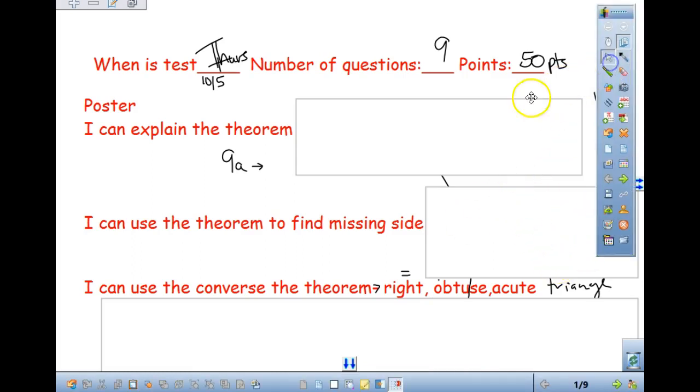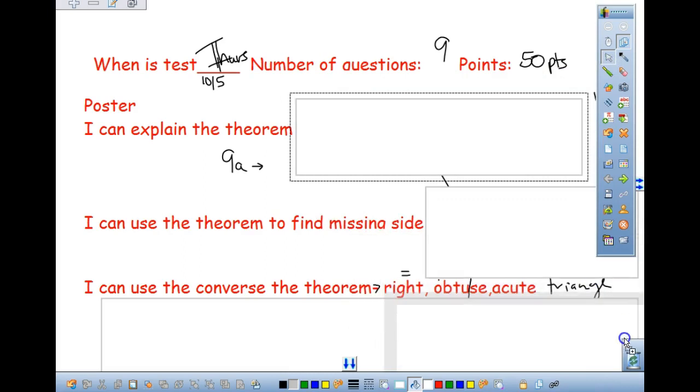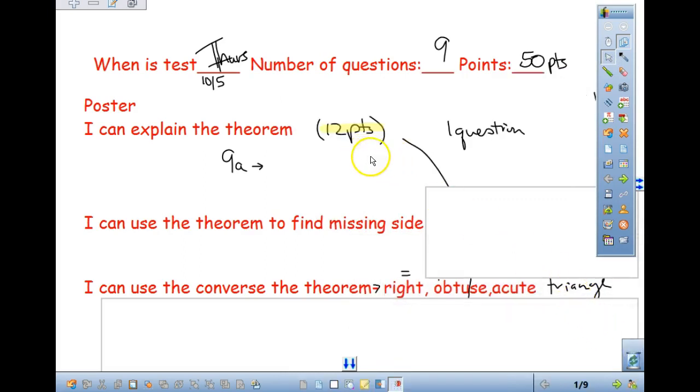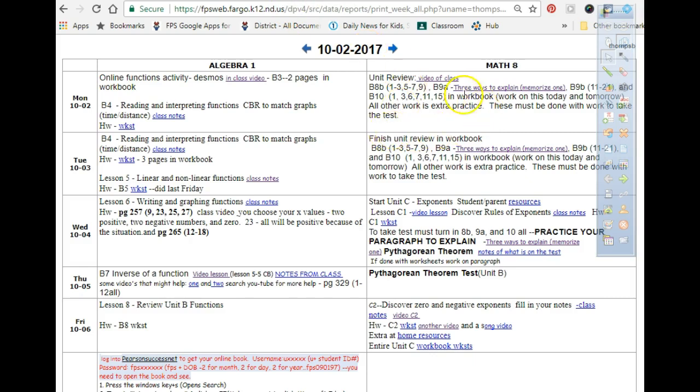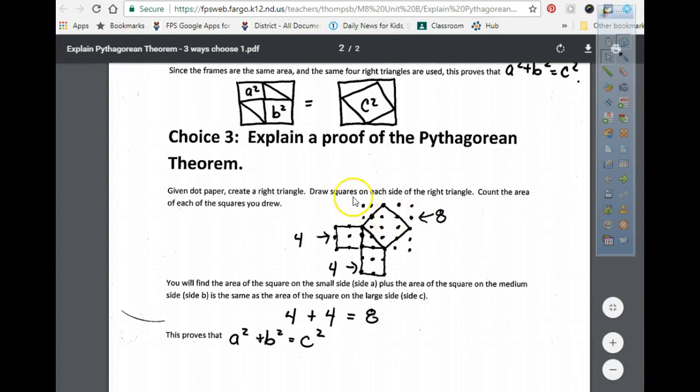When I look at that, this is 12 points, 1 question. This is the 9A. Yesterday I put it on the daily planner, the 3 ways to explain. This is one of the ways.